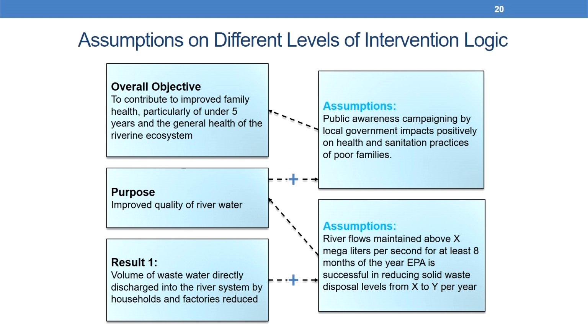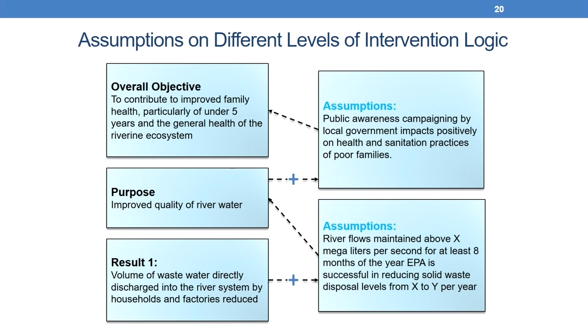So, these are the assumptions on different levels of intervention logic. Overall objective, let us say. If the overall objective is to contribute to improved family health, particularly of under 5 years, and general health of the riverine ecosystem, the assumption is that public awareness campaigning by local government impacts positively on health and sanitation practices of poor families. We could begin with this assumption.